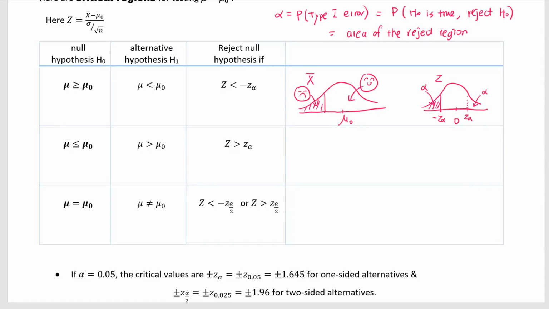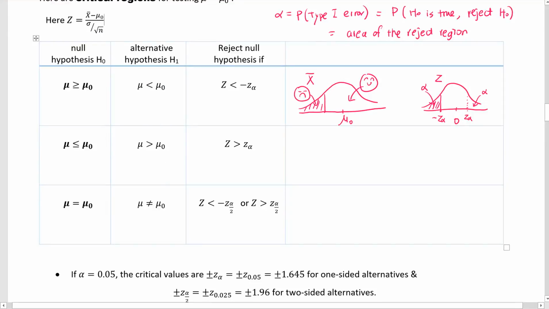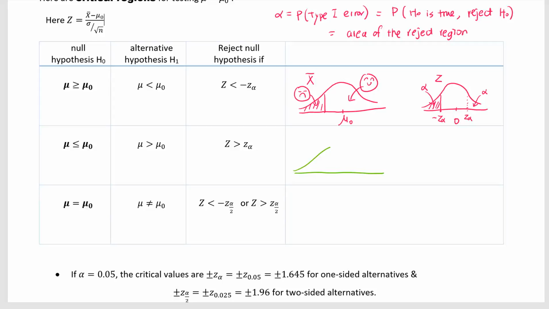Okay, let's look at the next picture. Let's make it colorful. In the picture we have mu 0 in the middle, and this is z, the standardized, so 0 is in the middle. The null hypothesis is mu less than or equal to mu 0. Less than or equal to mu 0 is good. That's the manufacturer's claim, right? If the values are here, we're happy. If mu is greater than mu 0, we are not happy.